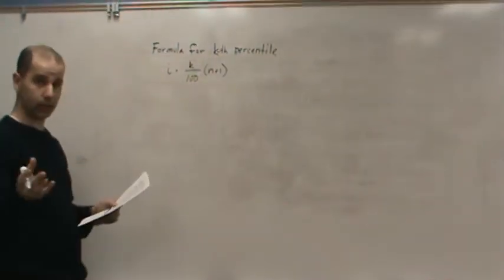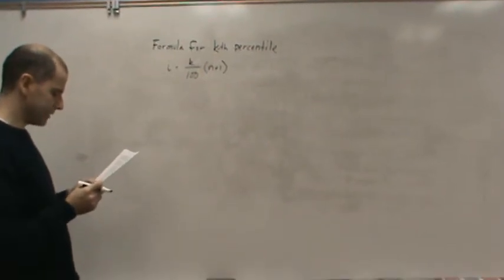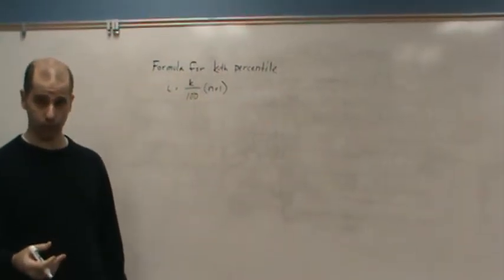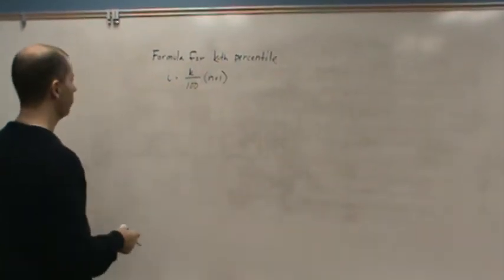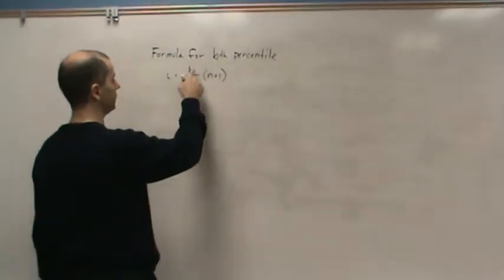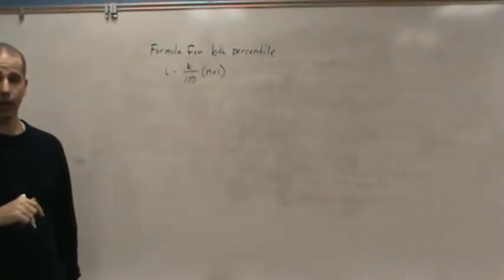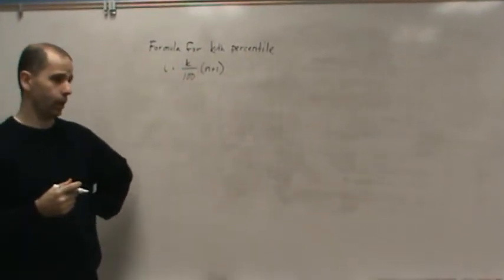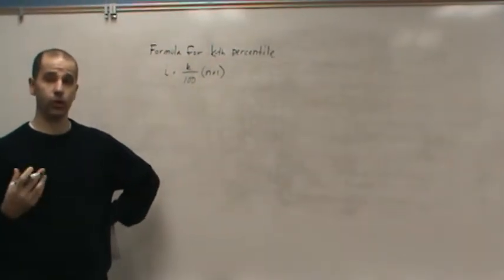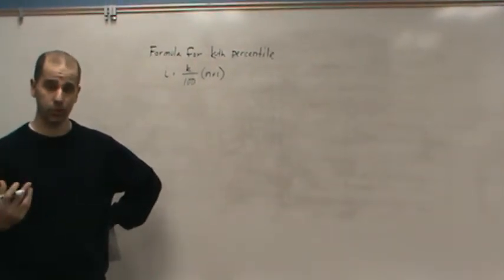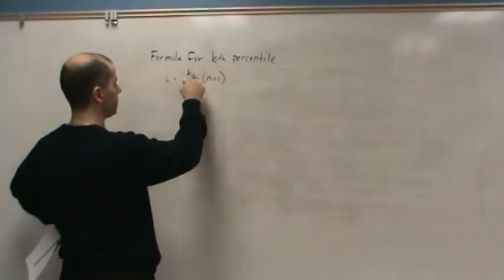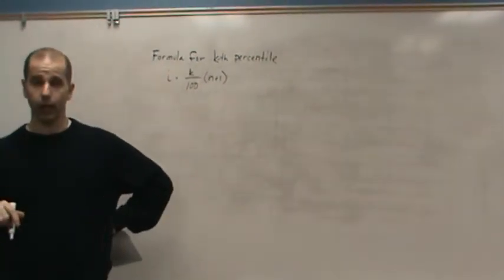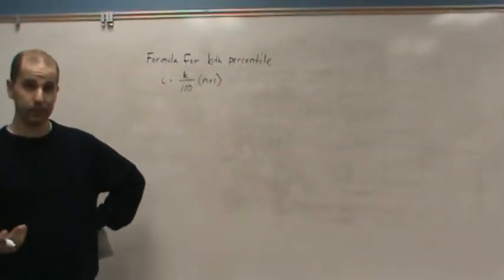So that should be clear to us at this point. So n is the sample size, and i is the index, which tells us the position we need to count to for the percentile. And k is the percentile we're looking for. So if I want to know where the position is for a certain percentile, then I plug in my percentile for k, and I plug in my value for the sample size.